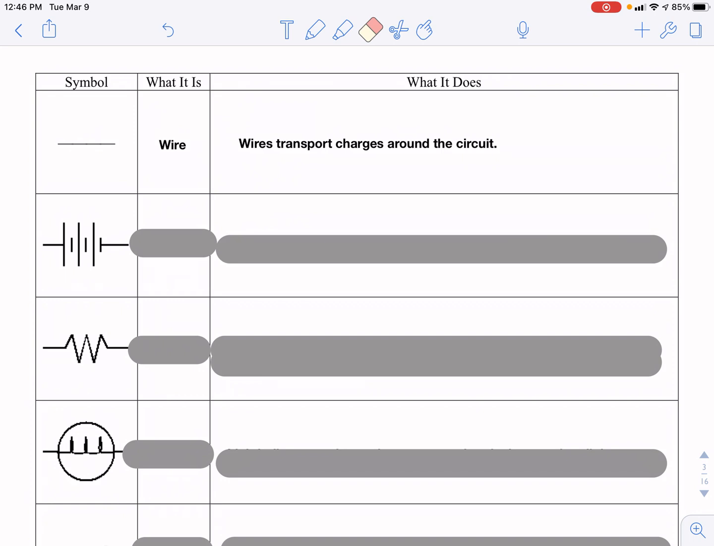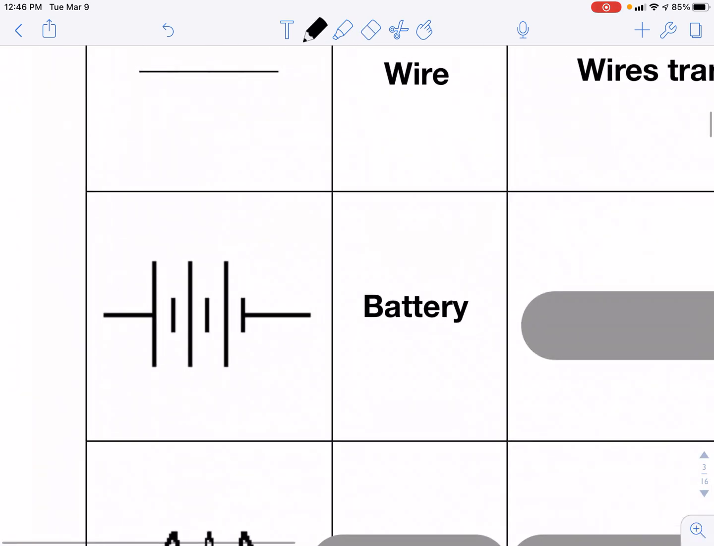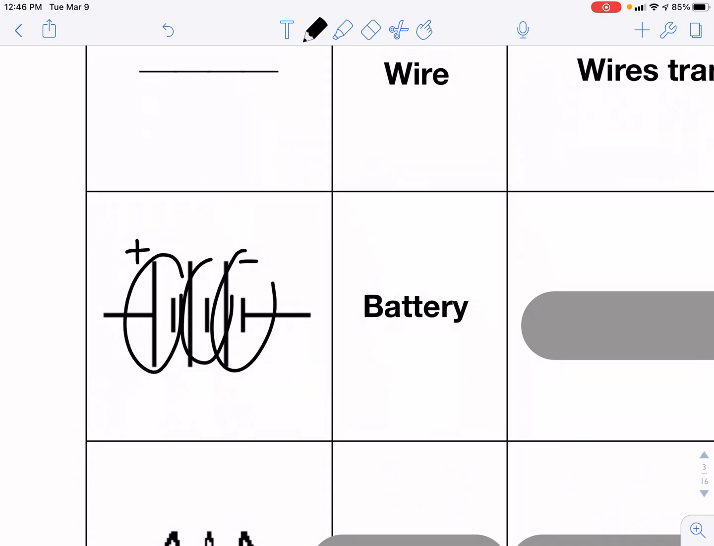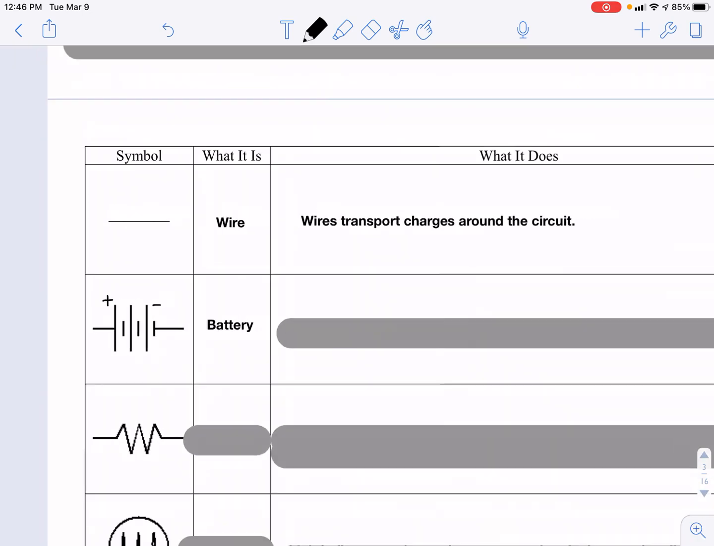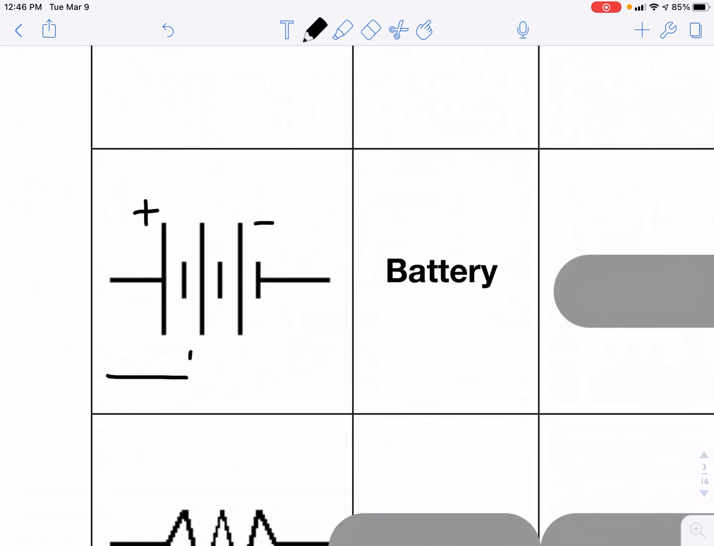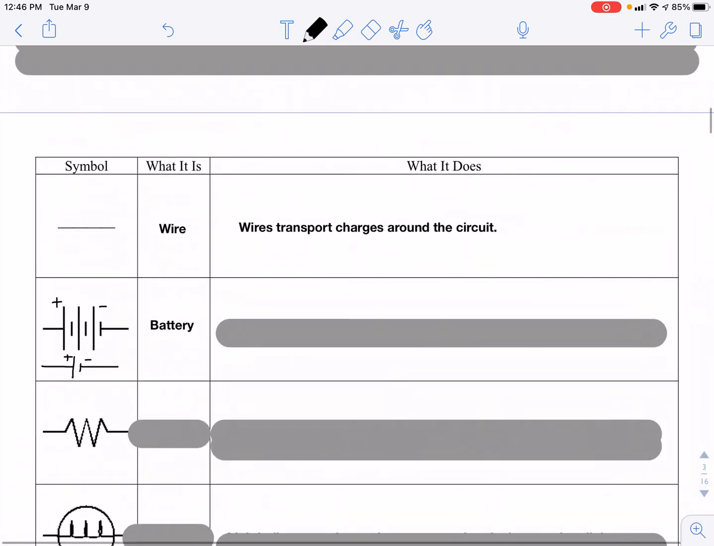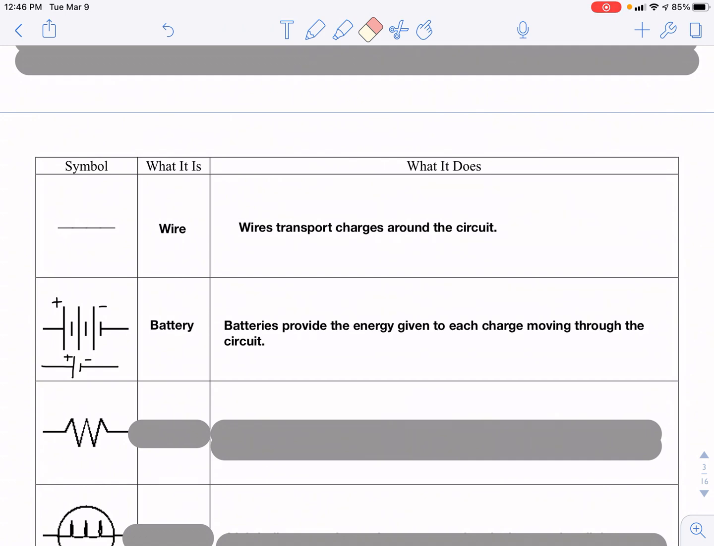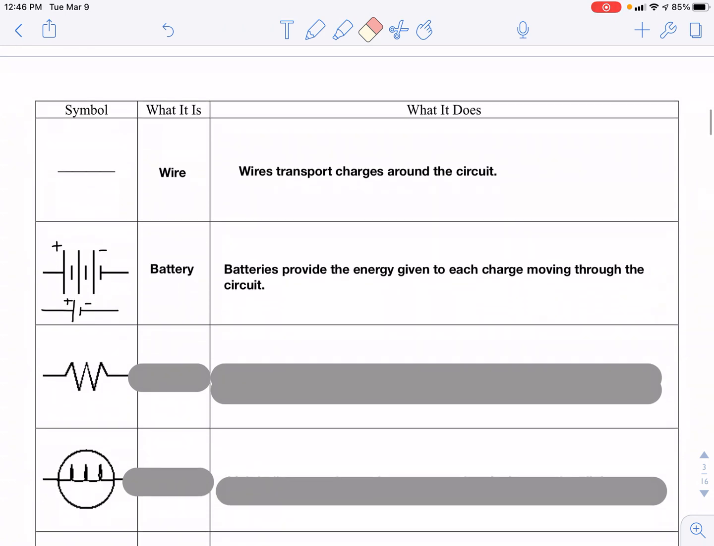The symbol with uneven parallel lines is a battery. It's helpful to know that the long end of the battery is the positive end, the short end is the negative end. When you have multiple uneven parallel lines, that's usually an indicator of a higher voltage. Usually, batteries are drawn with just one pair of uneven parallel lines. Batteries, again, provide the energy given to each charge moving through the circuit.